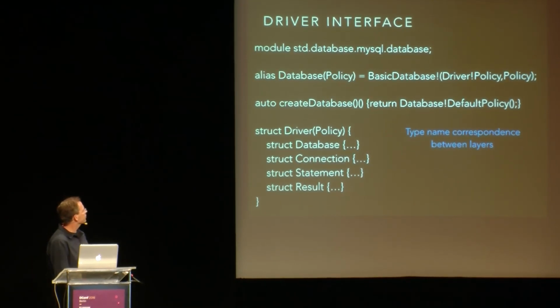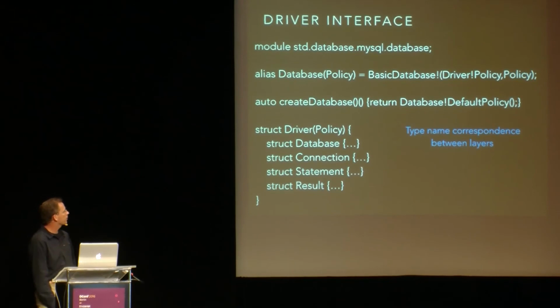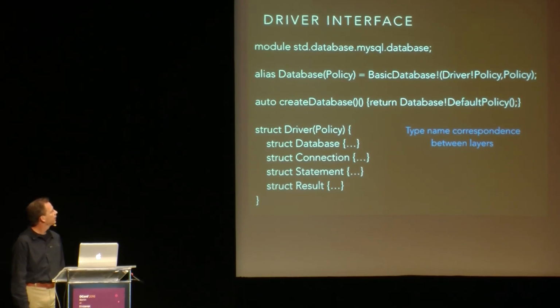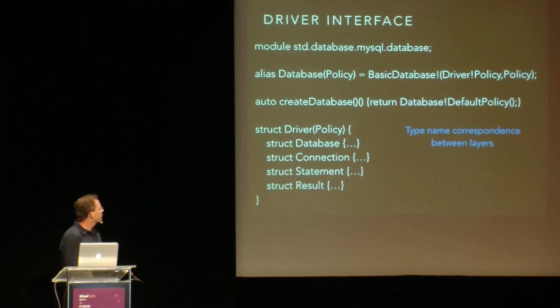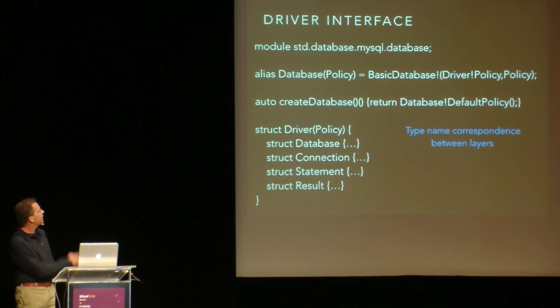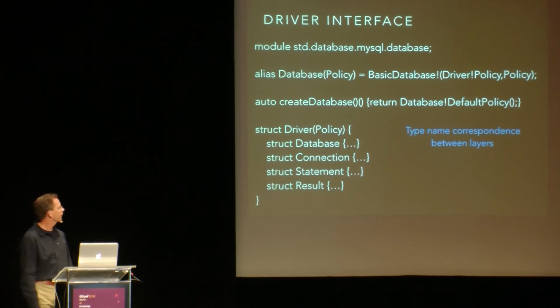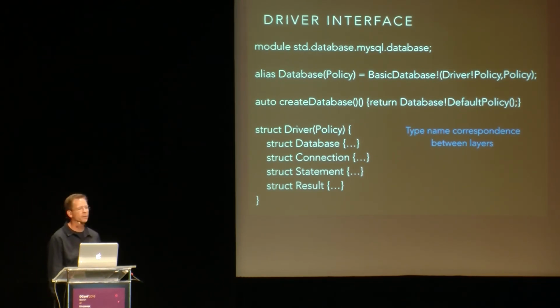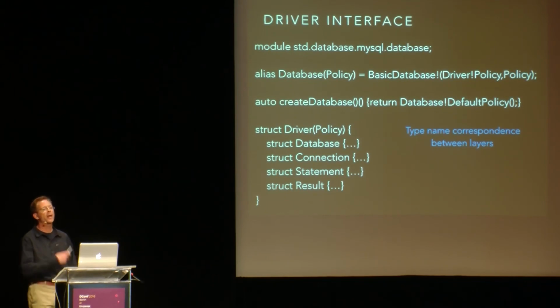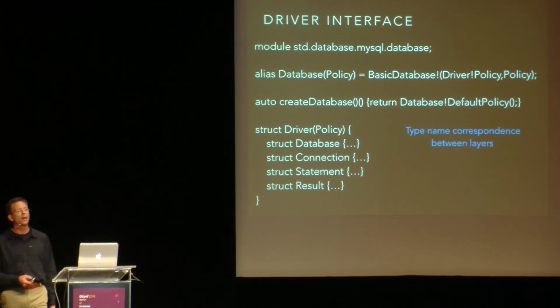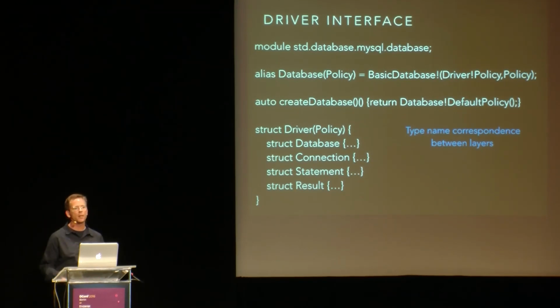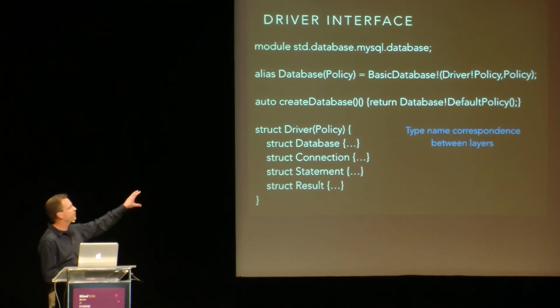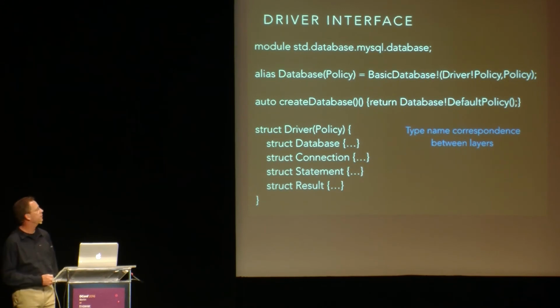The second part of this is what you actually put in this file as far as the driver. And the way that this worked out is you say struct driver as a template of policy. And within here, you define these simple structs for database connection statement result. And what the front end is going to do is it's going to manage the construction and the calling of these objects. It's going to make sure that when you get a connection, it's getting a pointer to the database object, so whatever you did with database will be handed back to you when you do the connection.